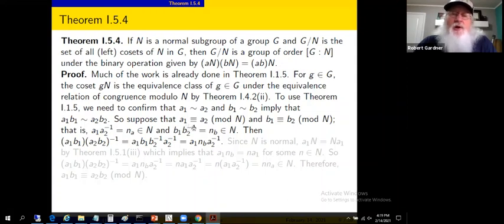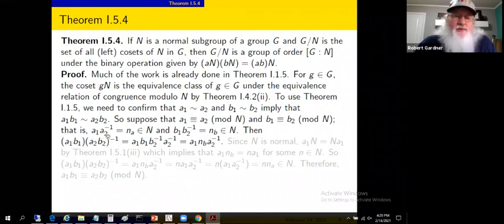So suppose a1 is congruent to a2 mod N, b1 is congruent to b2 mod N. That means, say in terms of right congruence, that a1a2 inverse is an element of N. Let's call it n sub a. And b1 congruent to b2, right congruent, means b1b2 inverse is an element of N. Let's call it n sub b. We want to show that this occurs, that is, the element on the left times the inverse of the element on the right is in subgroup capital N. So we're trying to get this to be an element of capital N.